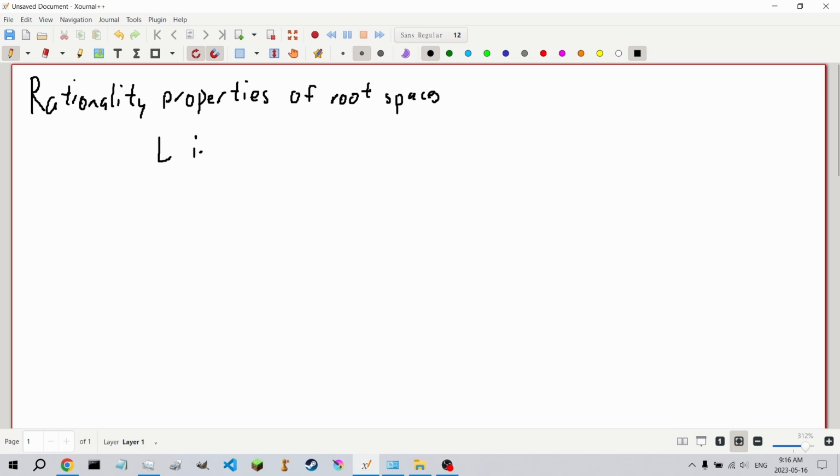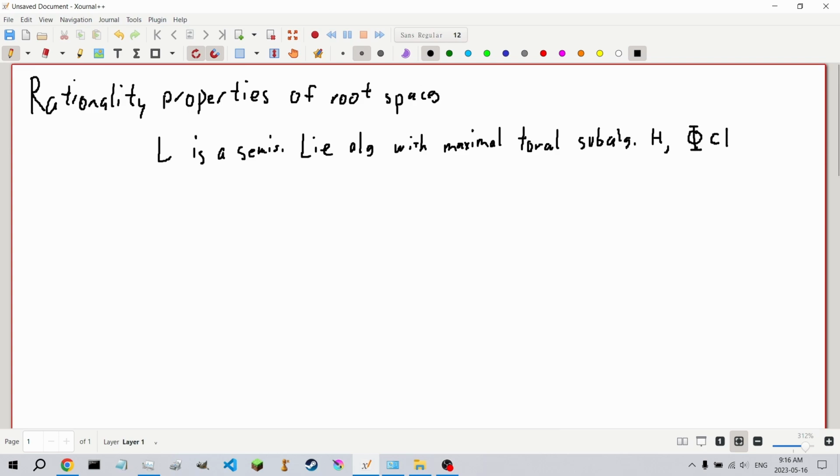So L is a semi-simple Lie algebra over an algebraically closed field, characteristic 0, with a maximal toral subalgebra H, and Phi being a subset of H star, the set of roots of L relative to H.